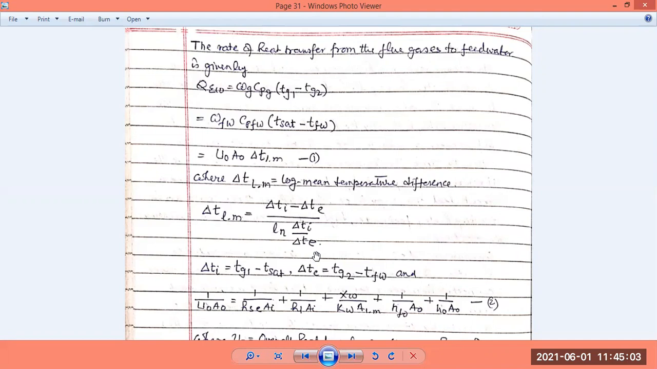Now, delta Ti is equal to TG1, the temperature of the flue gas, minus the saturation temperature, and delta Te is the temperature of the gas at 2 minus the temperature of the feed water itself.